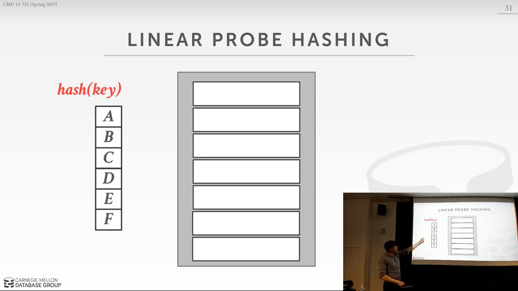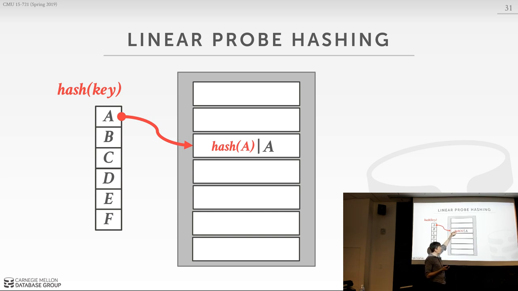Say these are all the keys I want to hash. The first one is A, and I hash to this position here. Nobody's there, so I go ahead and store it. In this case, I have to store not only the key, but also the hash of what I'm storing, because I want to quickly identify: is this the thing I actually want, or have I gone beyond the entries that should be stored here and am now looking at some other hash value?